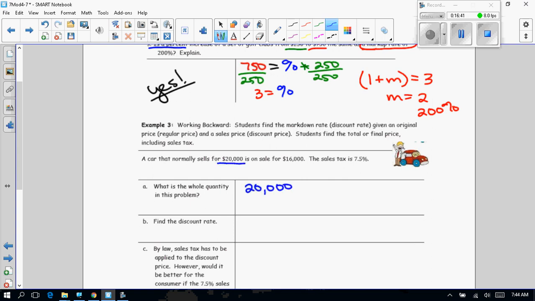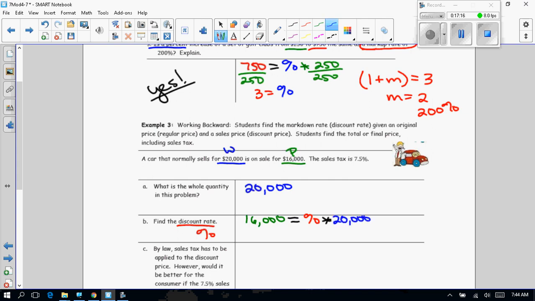What is my discount rate? It doesn't say how much are you paying now or how much did you save. I want to know the discount rate, so I'm asking you to find me a percent. So if 20,000 is the whole, that means that 16,000 is the quantity or the part, right? This was the whole. So we can actually plug this in and figure out what's going on. So 16,000 is equal to the percent, which I'm trying to find, times the whole, which we know is 20,000.